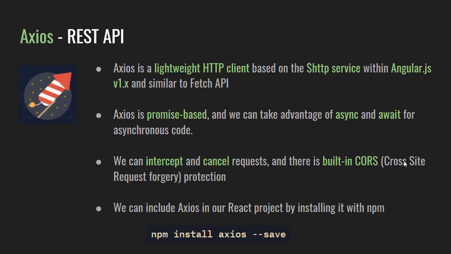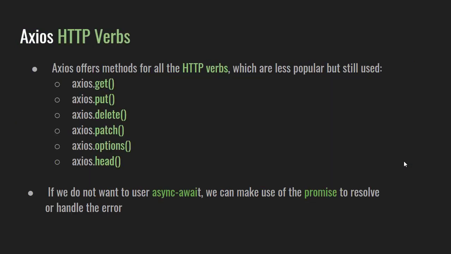We can take advantage of async await if we want to make asynchronous code. And there's a lot of intercept and cancels on requests. There's a lot of built-in CORS. If you don't know what CORS is, it's cross-site, cross-forgery protection. And again, we can include Axios in our React project by installing with npm install axios --save, and then we've got access to it. It has all the verbs out of the box, everything you need: get, put, delete, patch, options, and another one.